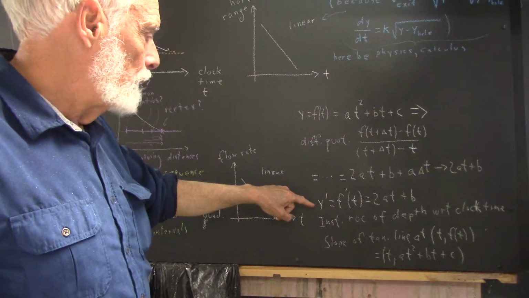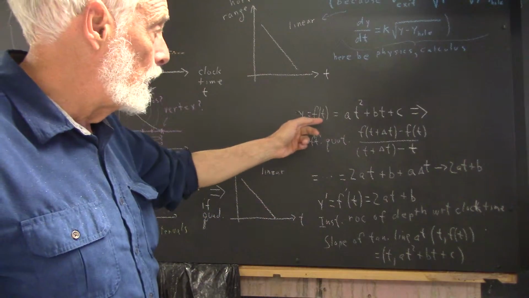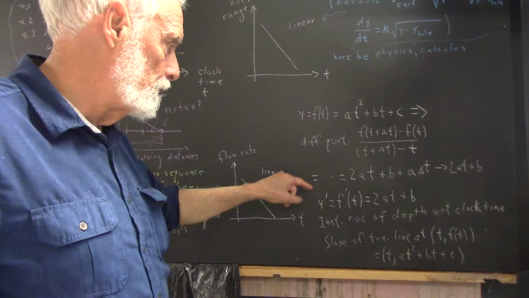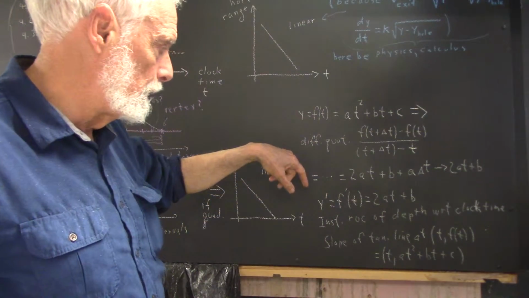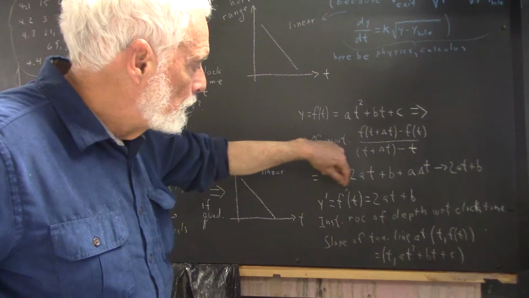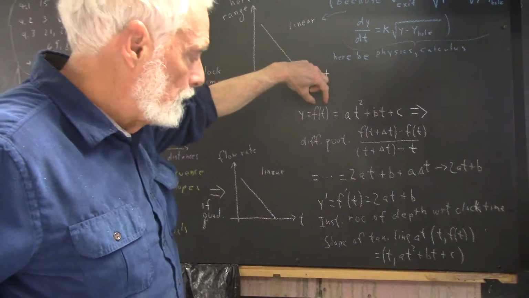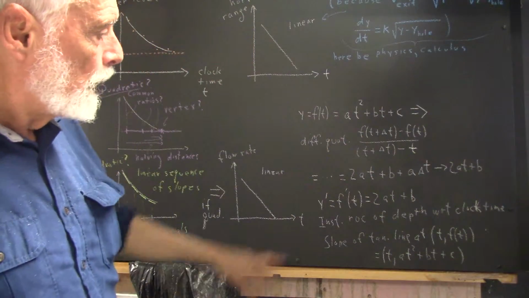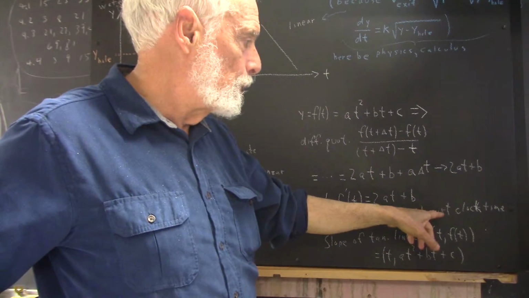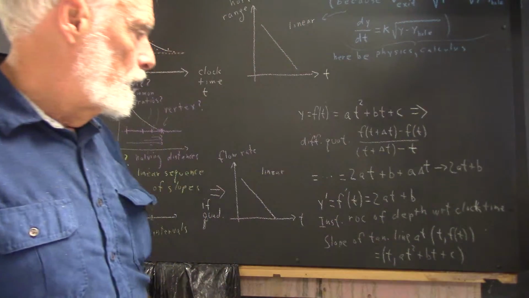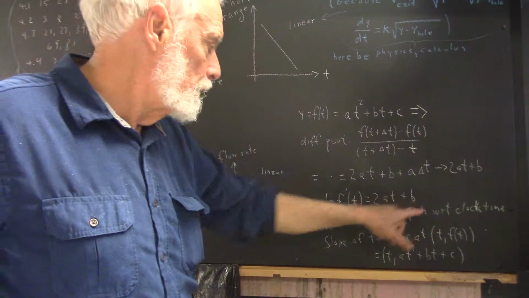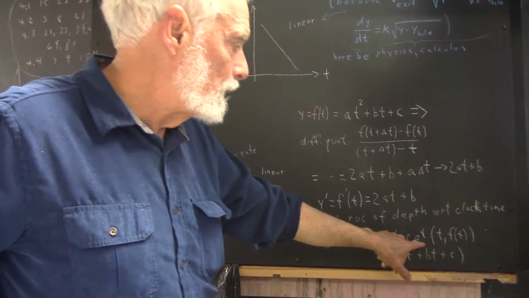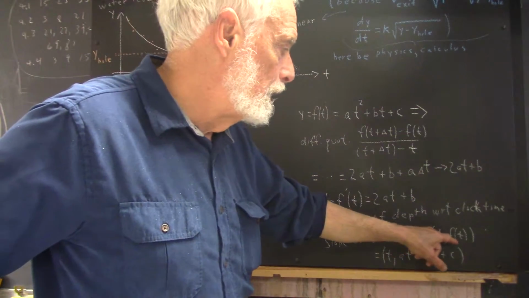So we write that instantaneous rate of change of y equals f of t as y prime equals f prime of t. This is the way we read it. We put this apostrophe on it. And now this represents the rate of change function for this function. And that rate of change function is 2at plus b. The instantaneous rate of change of depth with respect to clock time, that's what this tells you, the instantaneous rate of change, as I've just said, and that's also the slope of the tangent line at the point t, f of t.